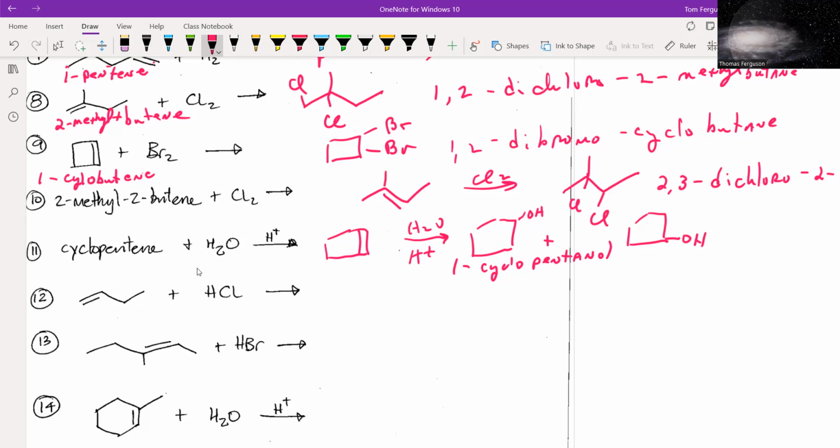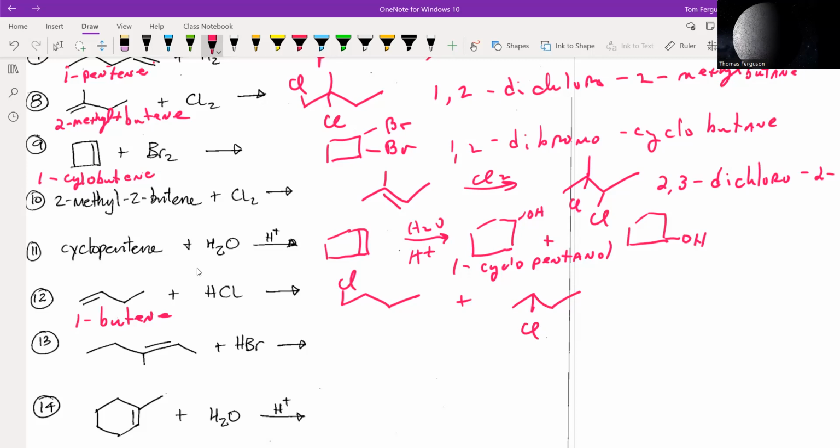Okay, and this guy here, number 12, we have HCl, heterogeneous addition to that double bond now. So we're going to expect a mix. So we're going to get 1, 2, 3, 4. This is going to be 1 butene. So one is going to be like this, and the other is going to be like that.